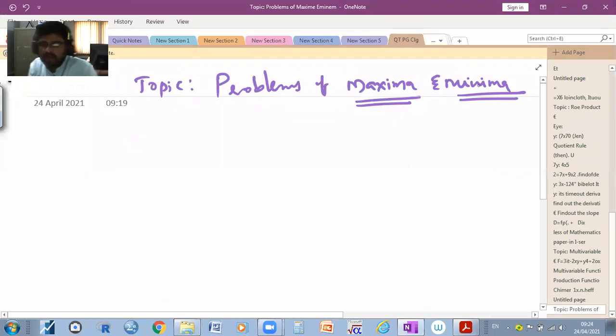Earlier we commonly used maximum and minimum, so more or less the meaning is the same. There is no difference between maxima and maximum. So why can we use this kind of maxima and minima, where can we use these words in our economics?